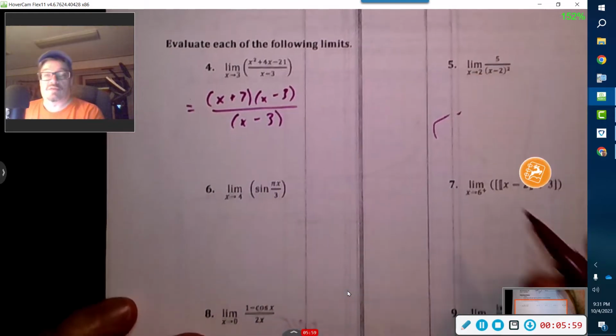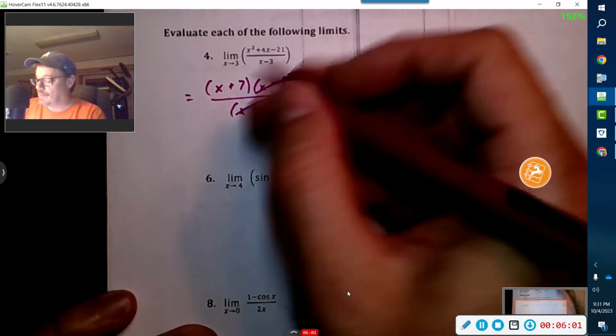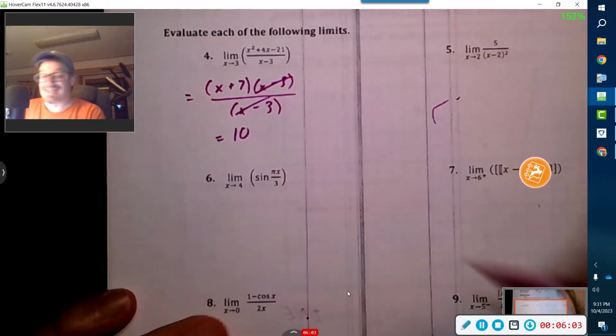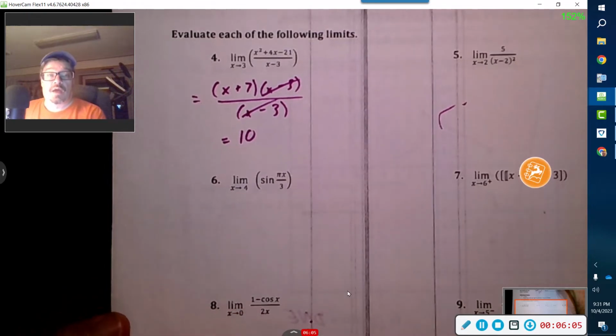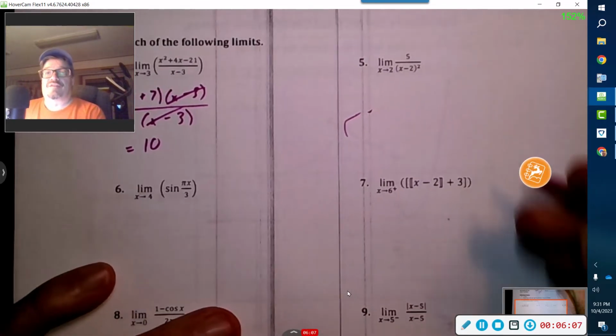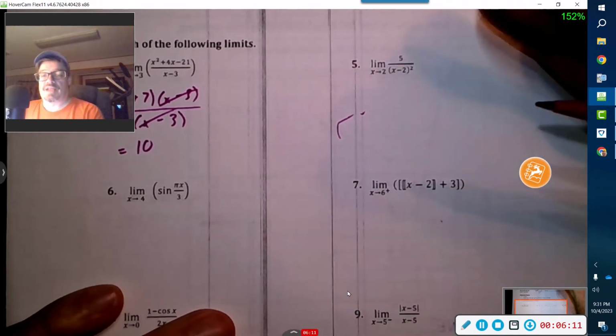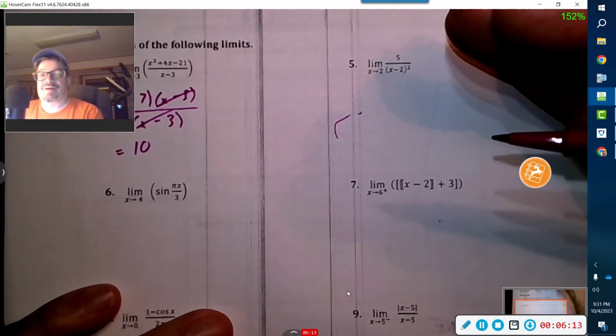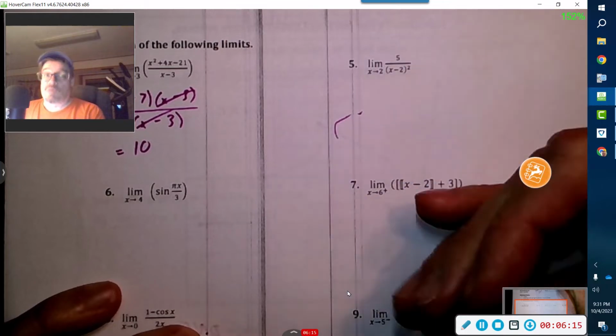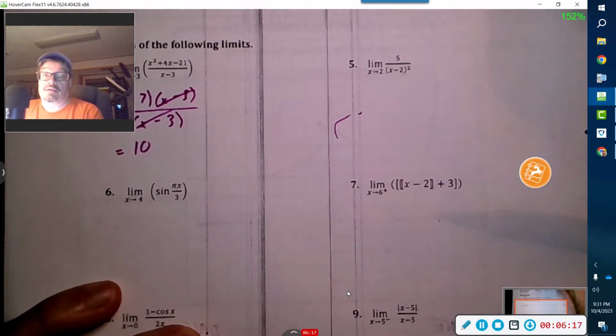Okay, so those guys cross out. So as we approach 3, it would just be 10. Okay. All right, number 5. This guy's going to 2. That would produce a 0 in the denominator. So it's not a 0 over 0. This is like a DNE, okay?